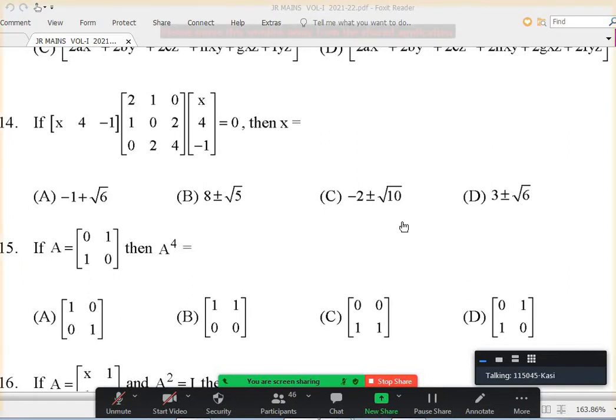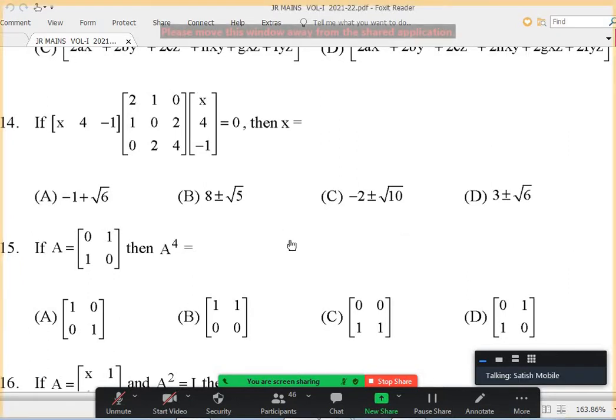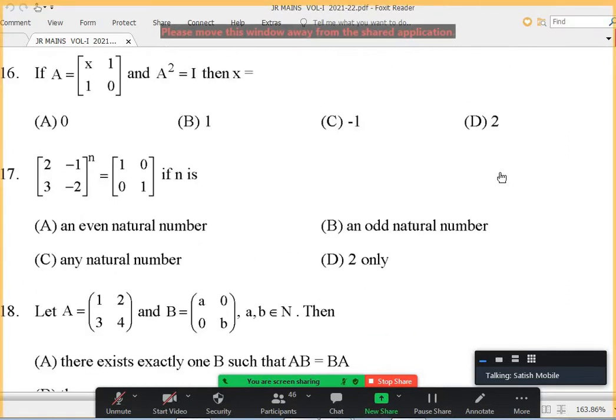Okay, sir. Okay, this is 14. Okay, on the screen 16. Is there anybody any doubt? No, sir. Simplify a square and equate it to identity matrix. You will get it.